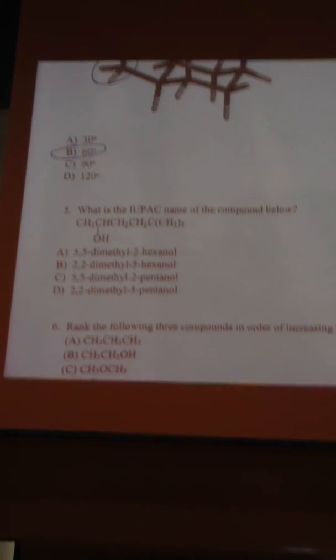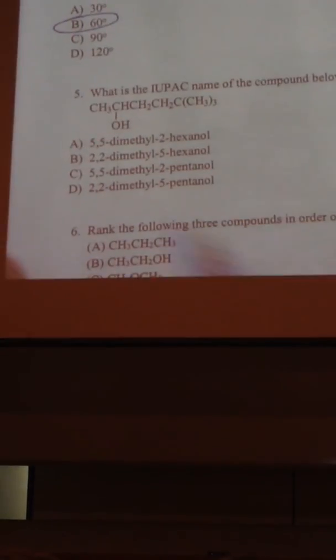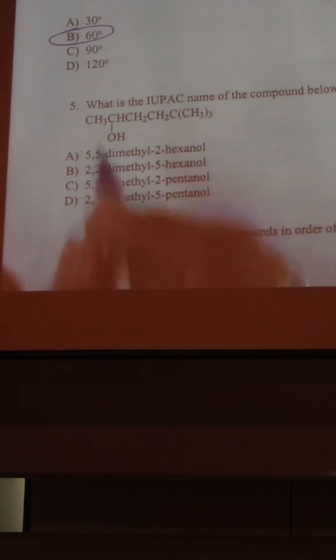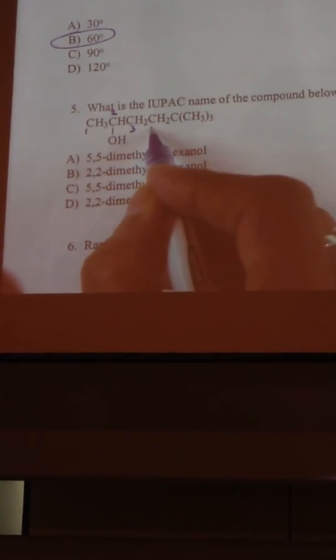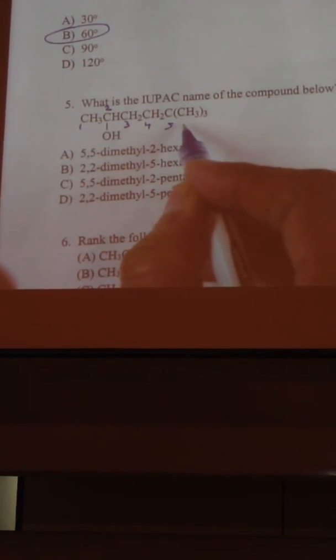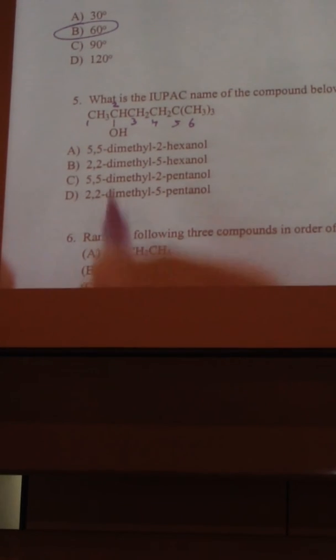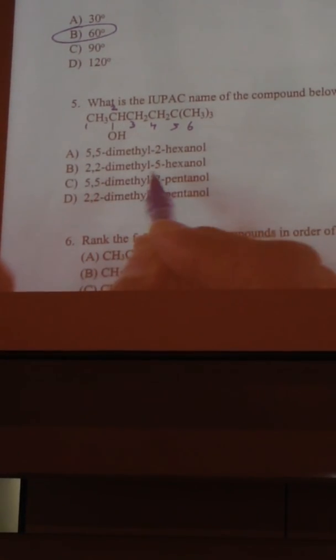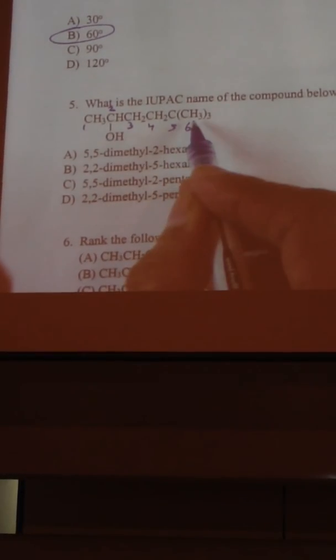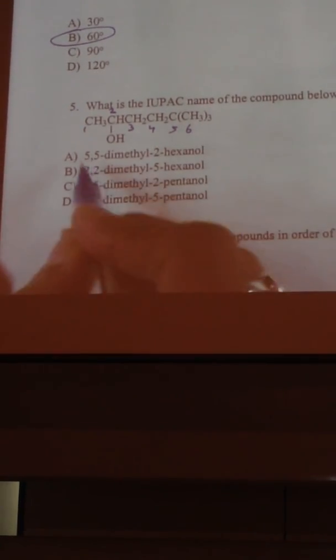What is the IUPAC name of the compound below? And again, you have to consider what the OH group is. That's the most important one. So this is therefore 1, 2, 3, 4, 5. Then the methyl group is 6. So this is really a hexanol, but it's 2-hexanol. Then you have 2 other methyl groups at the 5 position. So it's 5,5-dimethyl-2-hexanol.